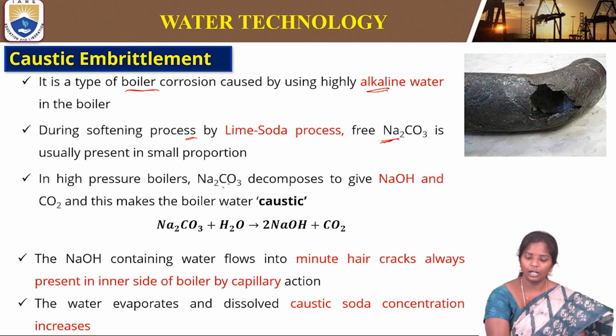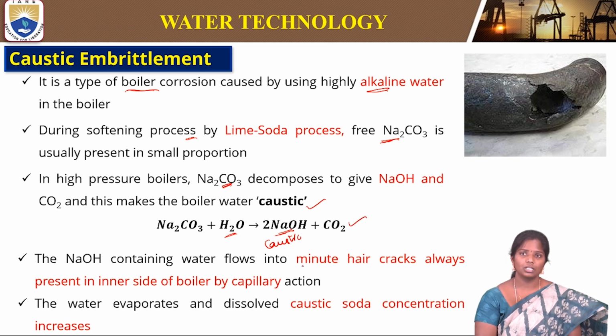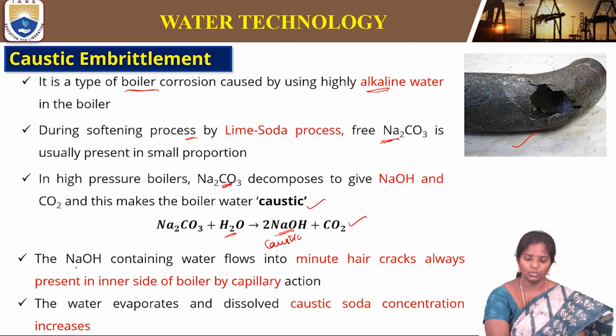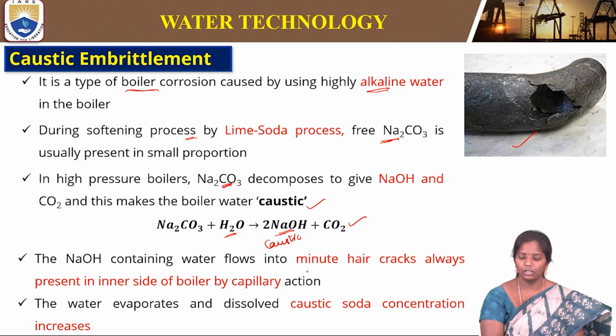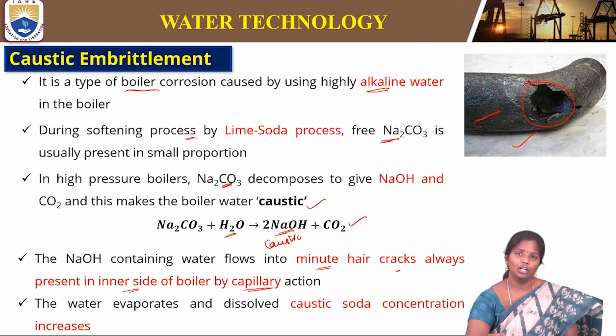What happens is this sodium carbonate will react with water and form sodium hydroxide, nothing but caustic, and evolve carbon dioxide. This causes embrittlement to the parts of the boiler. This sodium hydroxide contained water flows into minute hair cracks always present in the inner side of the boiler by capillary action. So even if there is a minute crack in the boiler tube, it penetrates into that hairline crack and causes big damage to the boiler.